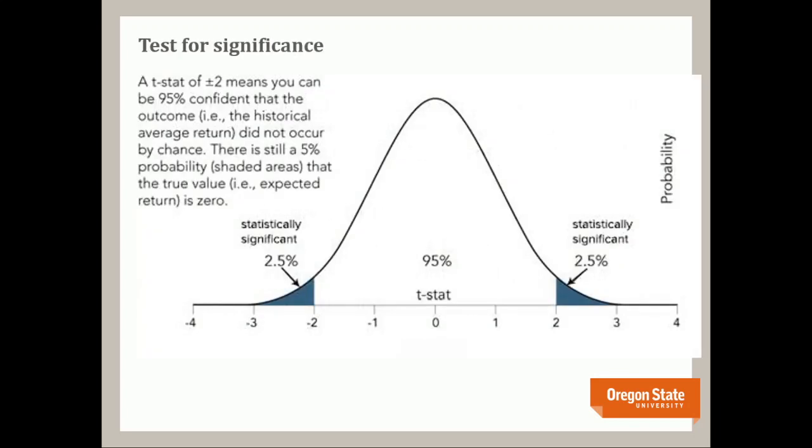Test for significance: a t-test of two standard deviations means you can be 95% confident that the outcome, the historical average return, did not occur by chance. There is still a 5% probability, the shaded area, that the true value, for example the expected return, is 0. So statistically significant at 2.5% in each tail, the t-test represents 95% reliability, and the diagram represents the probability of the occurrence of the significance, and the data are validated, or the result interpretation of any data that we consider for research.